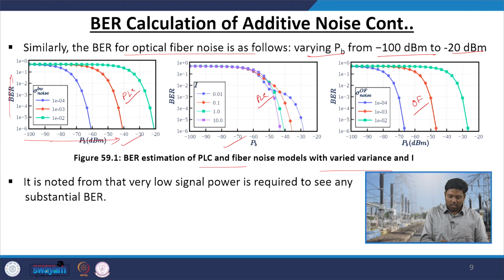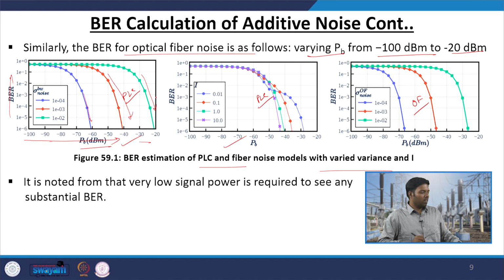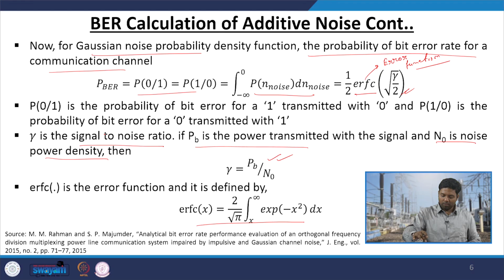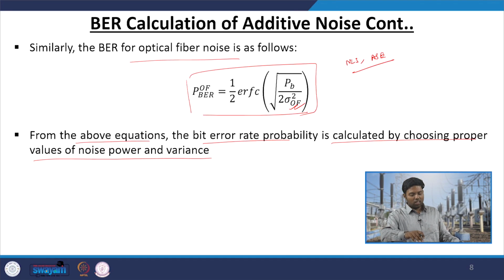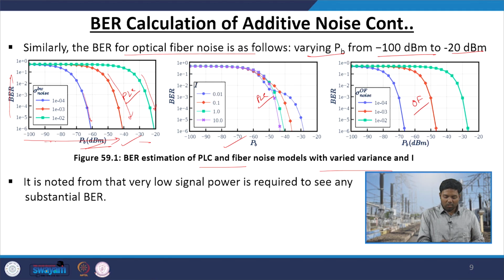Okay. So, we can see that when you increase the PB from minus 100 to minus 20, your bit error rate probability will fall down. What is PB? We have seen this PB before as well. PB is the power transmitted with the signal, that is your signal power strength. So, if your signal strength is increasing, with the same noise level, that is the standard deviation of that noise, your bit error rate probability will reduce.